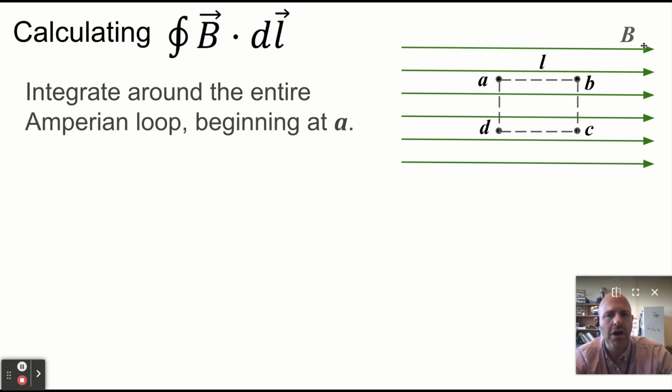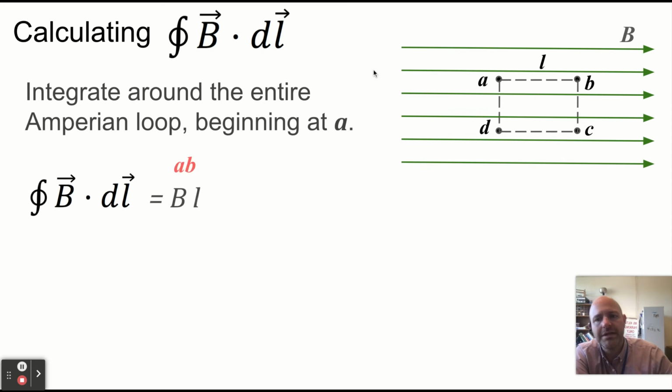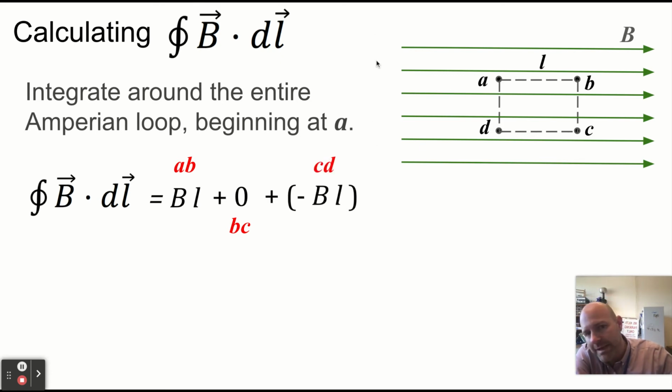So we can start by thinking about this loop, ABCD. This is a rectangle, and L is the length along each of those sides, and the magnetic field is going to the right in this picture. If we want to do B dot dl here, we can think about each of the segments. dl is along the Amperian loop, so from A to B it's 0 because B and dl are perpendicular to each other. B dot dl for the next segment is 0 as well, then we've got negative BL from C to D, and we've got 0 from D to A.